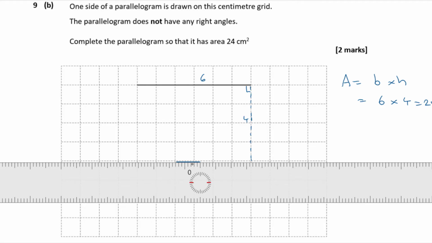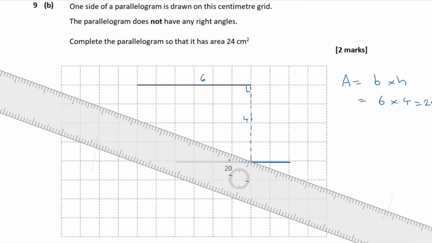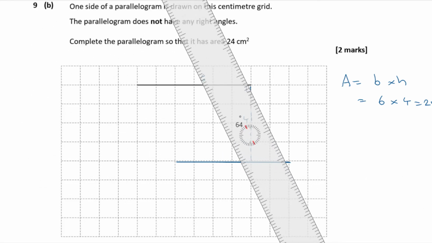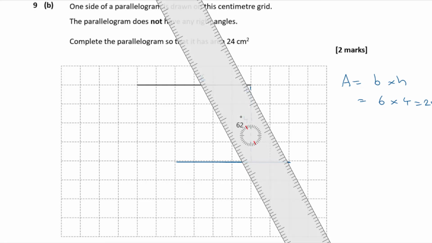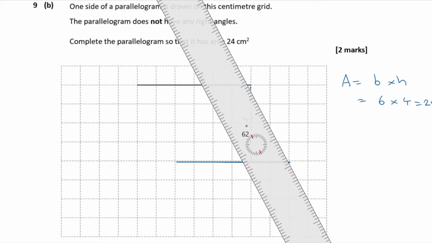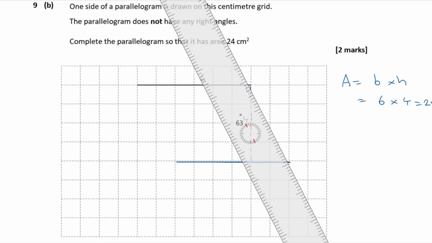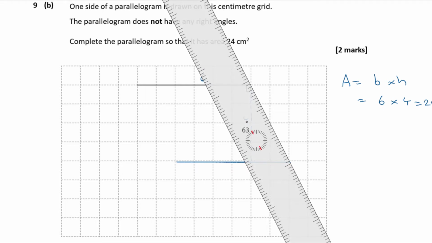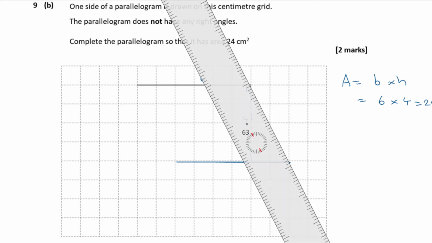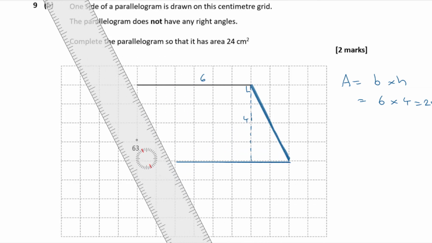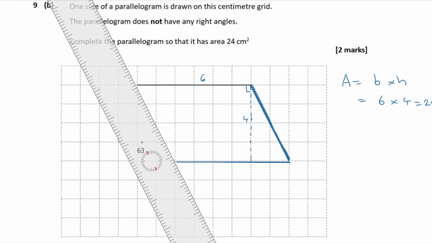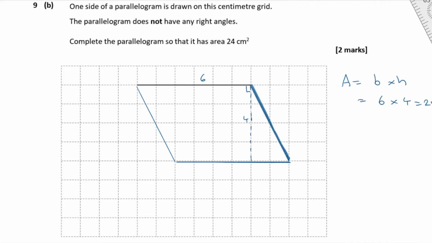Maybe I'll start from here, 1, 2, 3, 4, 5, 6 in that direction, and then I can join it up and make my rectangle and my parallelogram up here. It doesn't have to be exactly the same as mine, as long as you've got 4 little squares between the top and the bottom, and your bottom line is also 6 centimeters. You should be fine. So there we go, and that's what mine looks like.